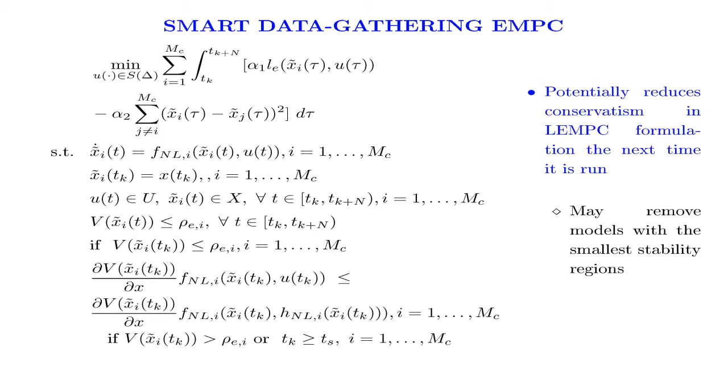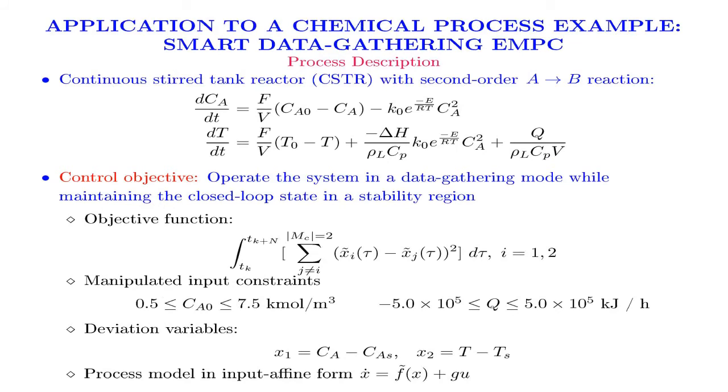This is because we may remove models with the smallest stability region within the set MC. Now we provide a chemical process example that consists of a continuous stirred tank reactor given by the system of equations. Particularly, the control objective is to operate the system in a data gathering mode while maintaining the closed-loop state in the stability region. So we'd like to maximize the distance between the state predictions based on all the models available in the set MC, which is reflected by this objective function.